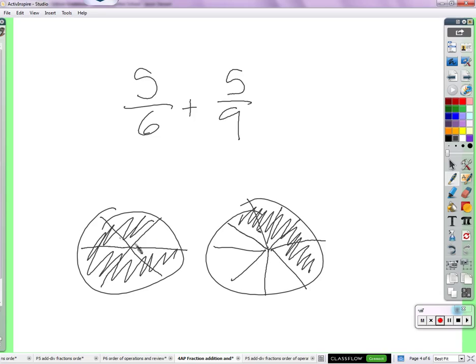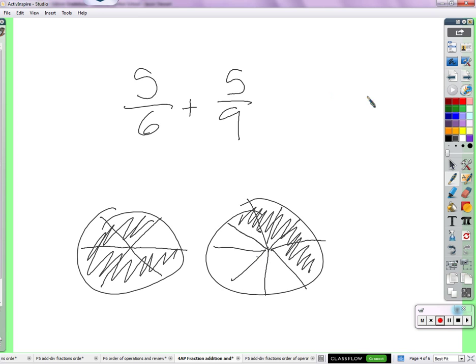It's everyone. We have 6 here. We have a 9 here. The 2 different things can't be added together. They're different sizes. So we make them the same size. What size can we make each of these? We can cut them both so that they are both 18 pieces.